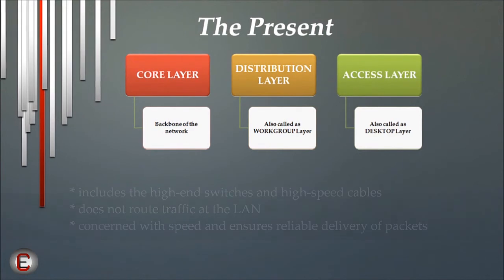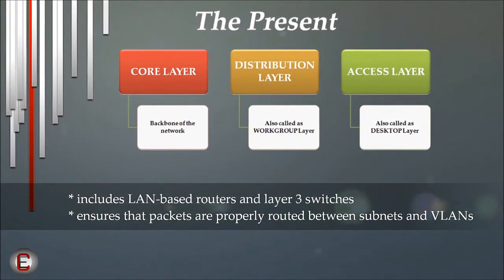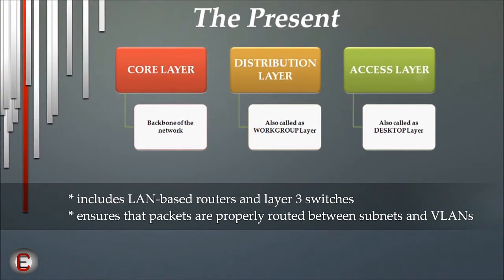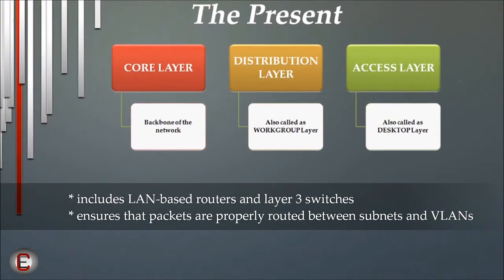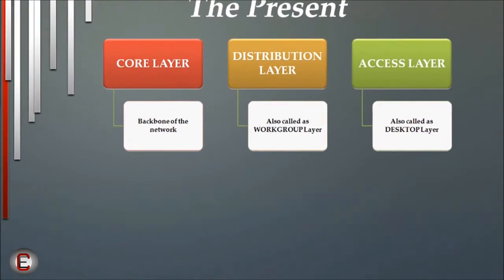The distribution layer. This layer includes LAN-based routers and Layer 3 switches. This layer ensures that packets are properly routed between subnets and VLANs in your enterprise. This layer is also called the workgroup layer.